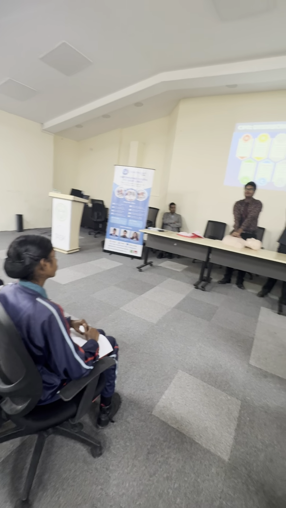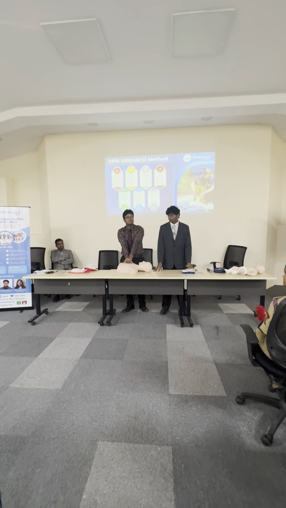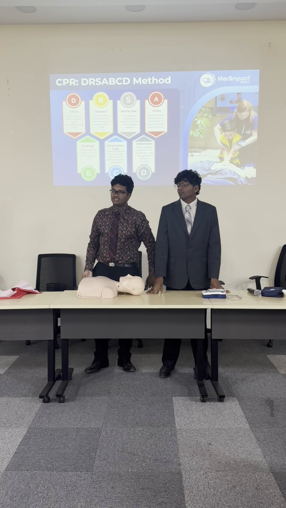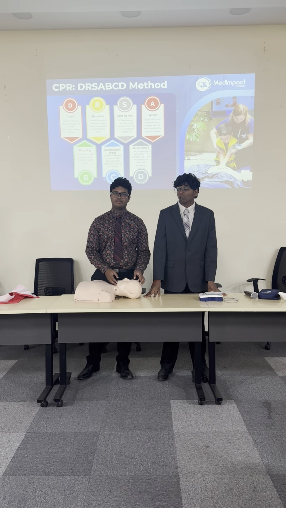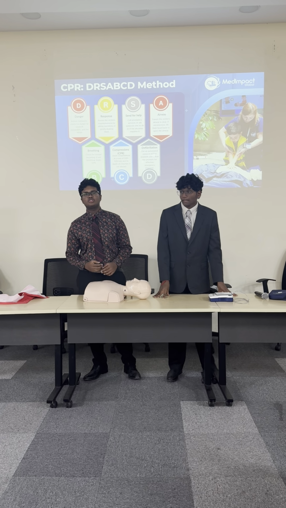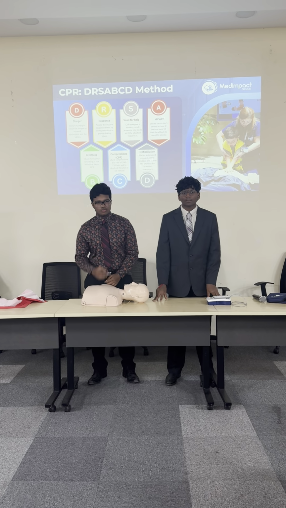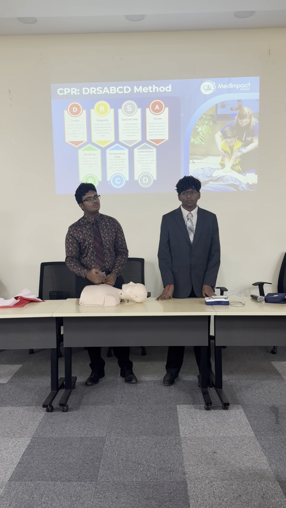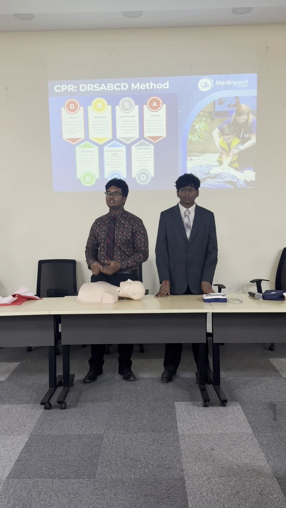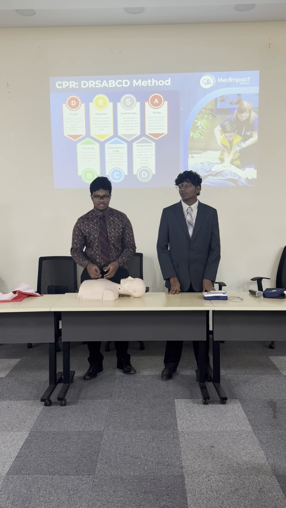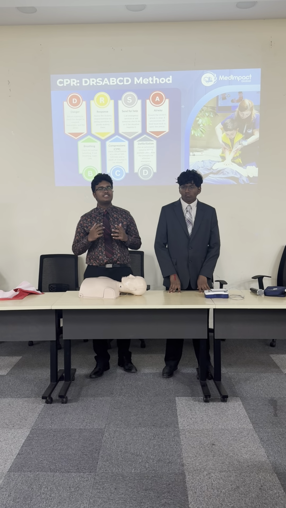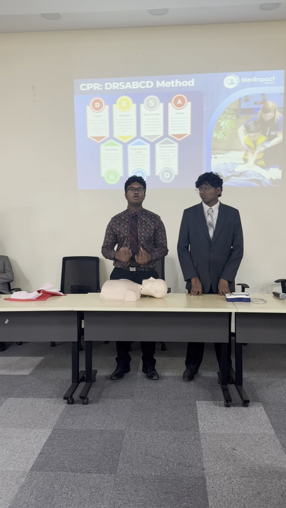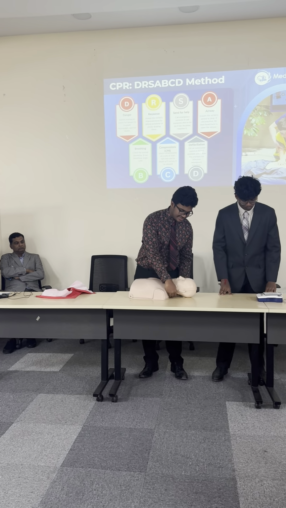So how many compressions do you want to do? You want to complete 30 compressions, and then you should move on to the next step. So how fast should those 30 compressions be? You want to do these 30 compressions at a rate of 100 to 120 beats per minute. So 30 compressions at the speed of 100 to 120 beats per minute. Like this, I'll demonstrate.